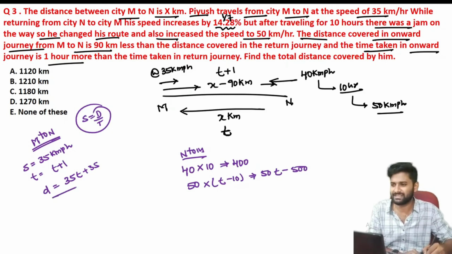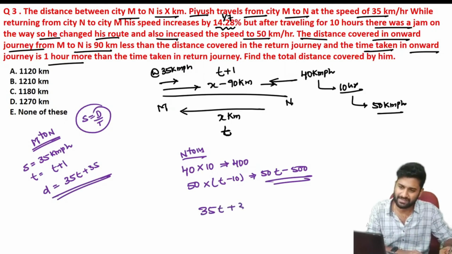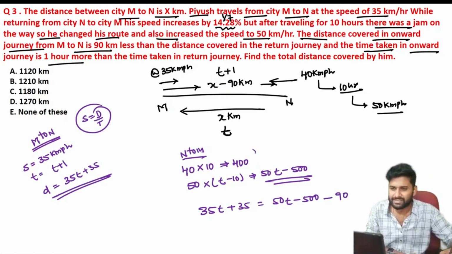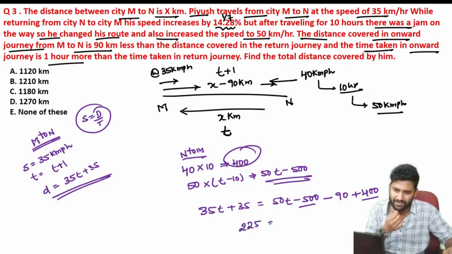Now, what I understand is that this distance when compared to this one is 90 kilometers more. Now see, the 35t plus 35 value is exactly equal to 50t minus 100, which is exactly 90 kilometers less. Now guys, the initial portion already covered how much distance here? 400. Now go through the calculation here. Yes, 190 plus 35 is 225, exactly equal to. Now you will get the t value.